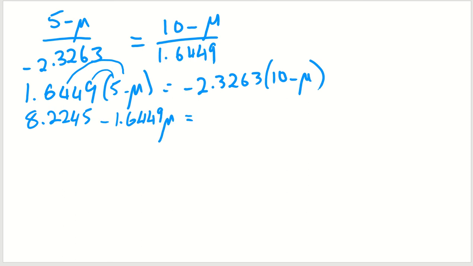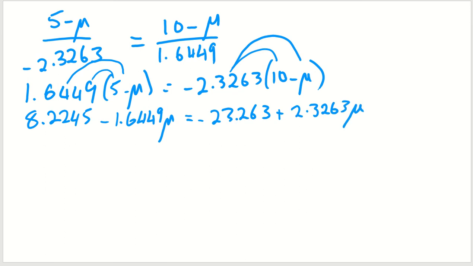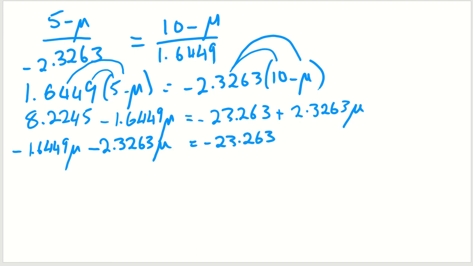Now let's expand this other side. So we're going to do negative 2.3263 times 10 and then times the mean. So that's going to give me negative 23.263 minus, and minus times minus makes a plus, so it's going to become plus 2.3263 times the mean. Okay, so now I need to collect all the means on the left hand side and all the numbers on the right hand side. So negative 1.6449 times the mean, take away 2.3263 times the mean, is equal to negative 23.263 minus 8.2245.